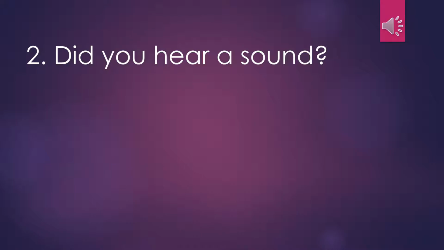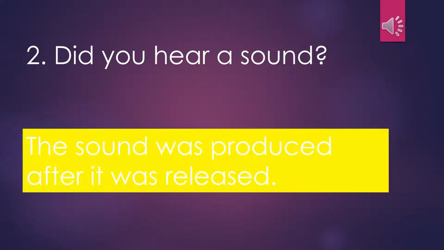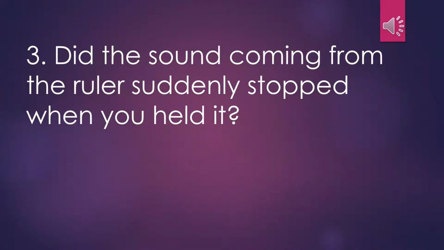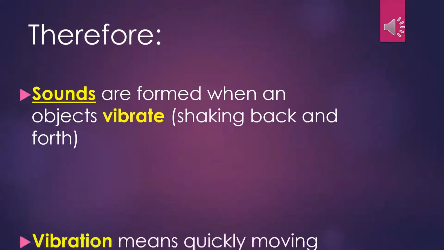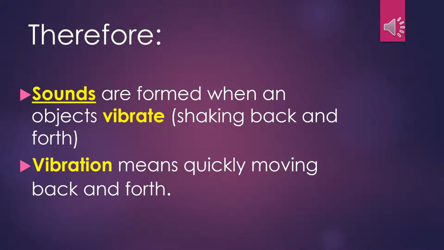Did you hear a sound? Yes, the sound was produced after it was released. Did the sound coming from the ruler suddenly stop when you held it? Yes, the sound stopped when the movement of the ruler stopped. Therefore, class, in this experiment, we can conclude that sounds are formed when an object vibrates.